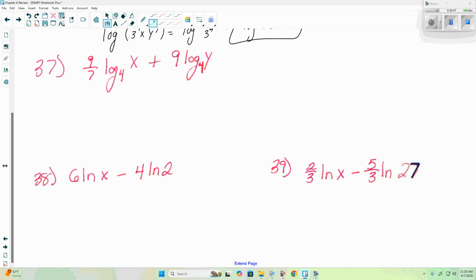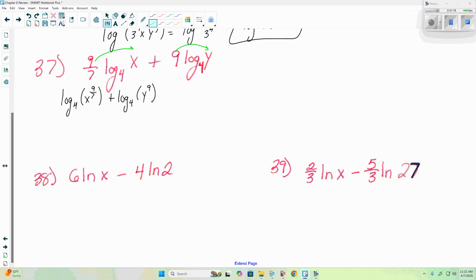We can look at 37 next. It looks not as nice. But again, take it one step at a time. First step is powers. So that means the numbers in front of the logs are going to go back up to the exponents, which tells us that we have log base 4 of x to the 9/7 plus log base 4 of y to the 9.